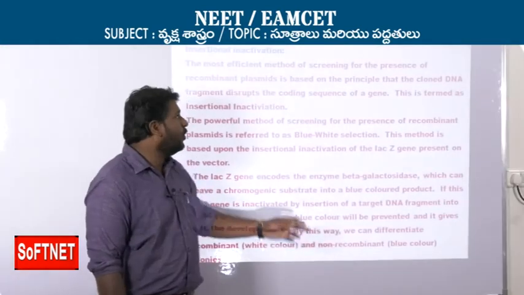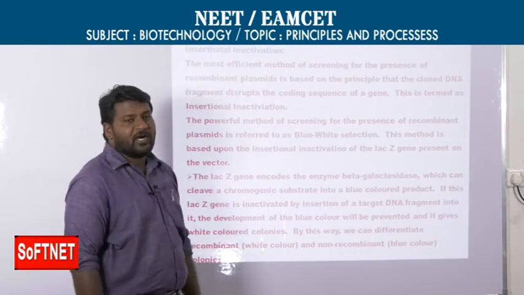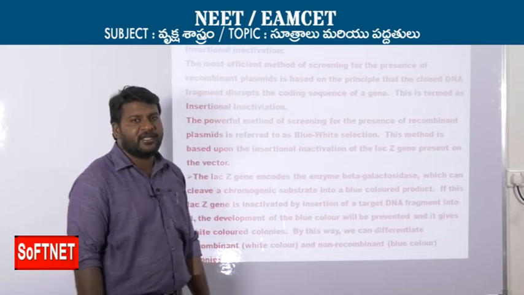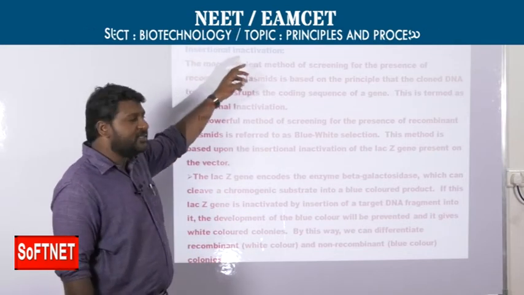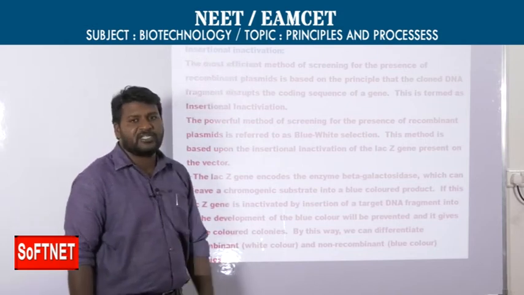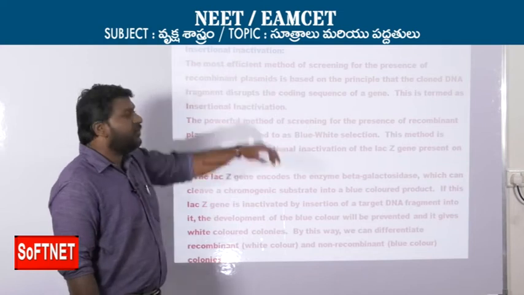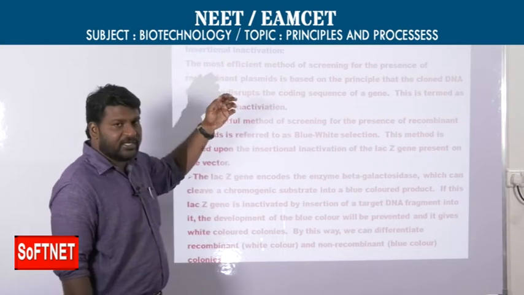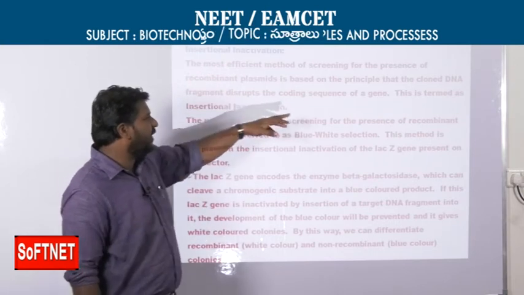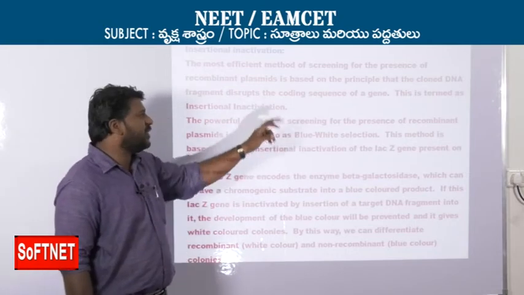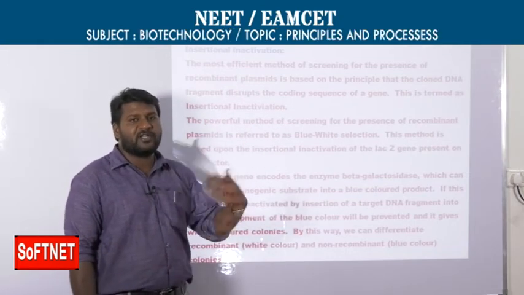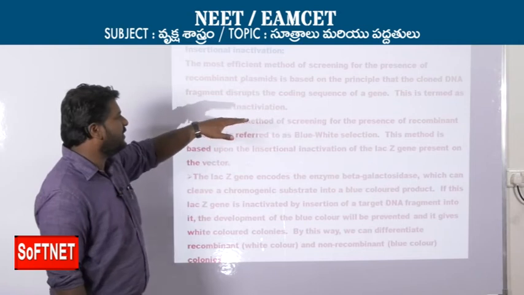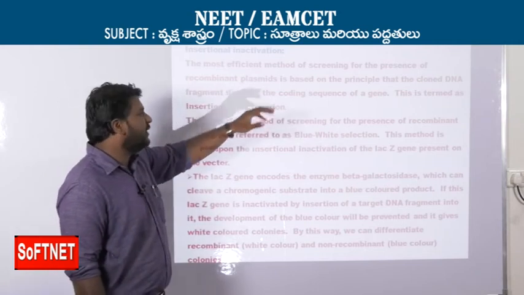Next, we will see how to identify our recombinants, that is, the progeny having the recombinant DNA, the rDNA. One method is insertional inactivation, the most efficient method for identifying recombinants. It is based on the principle that the cloned DNA fragment, the alien gene which we have incorporated in the plasmid DNA, disrupts the coding sequence of the gene.